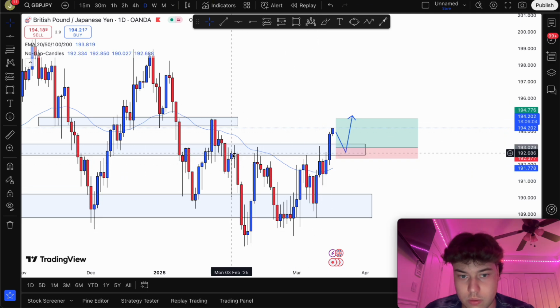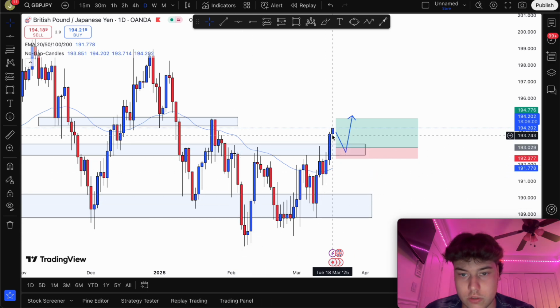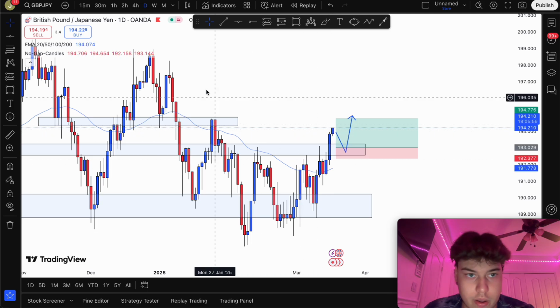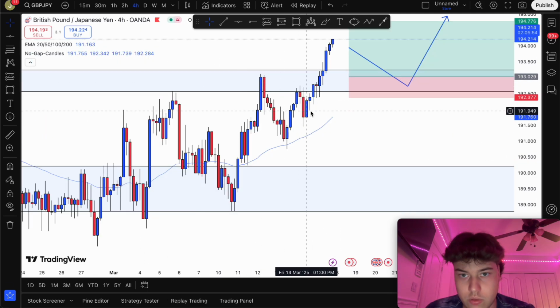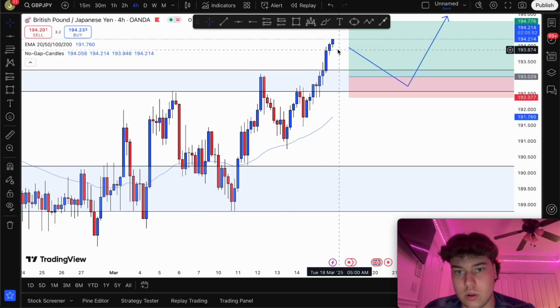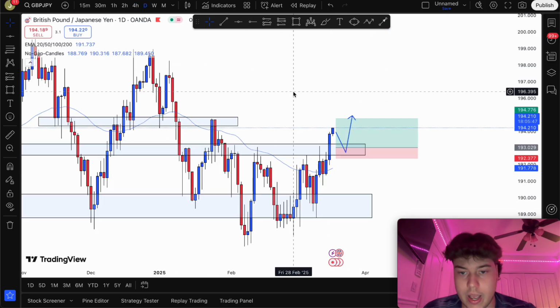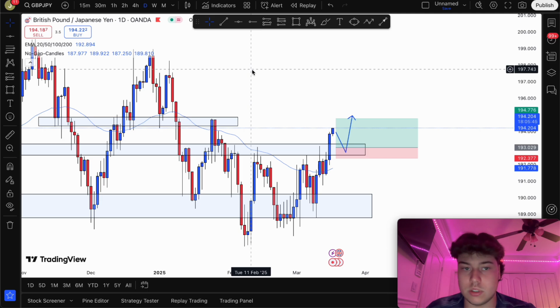We closed above this lower high and this lower low, so we had shifted bullish. So now this is our higher low and this is our current higher high. And on the 4 hour, this is our higher low, this is our current higher high. So we have two time frames in sync. We have the 4 hour and the daily bullish, so we're looking for buys.